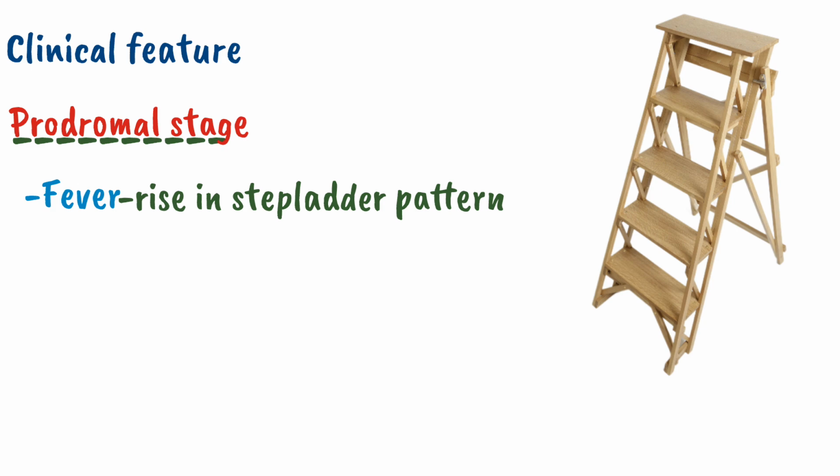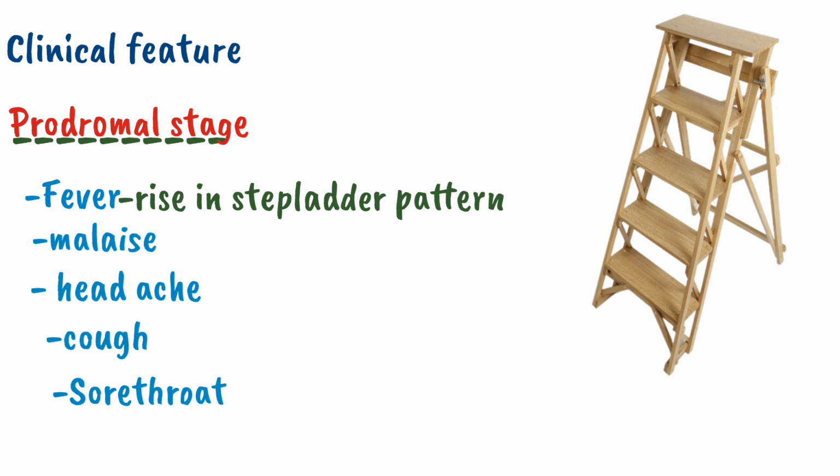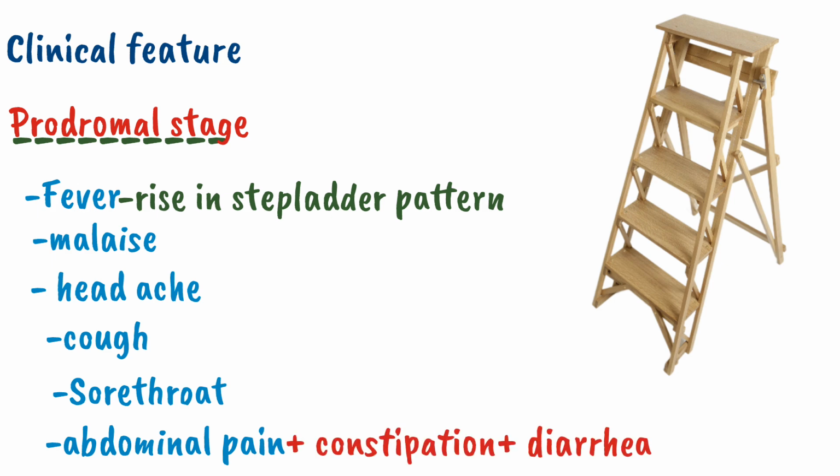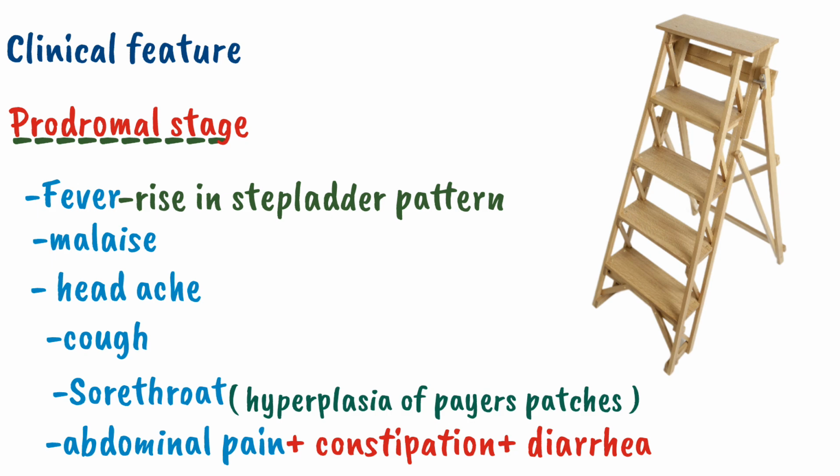Along with this, the patient will develop malaise, headache, cough, sore throat, abdominal pain, constipation, and diarrhea. The patient develops constipation because there is hyperplasia of the Peyer's patches. Due to this hypertrophy and hyperplasia of Peyer's patches, the patient can develop constipation. But sometimes the patient can develop diarrhea.